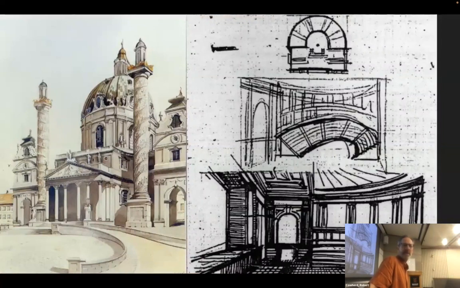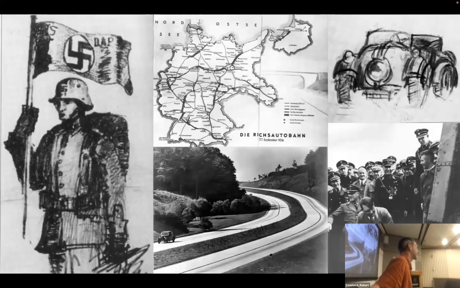And then a similar strategy was employed by this really mediocre art student in Germany who felt he was victimized. He felt a very severe sense of victimization. He applied to architecture school and was rejected. He was very bitter about that. He always wanted to be an architect. He was bitter about a lot of things. And so he kept designing as he became elected chancellor of the German parliament. He designed this flag. He designed these uniforms. He designed this freeway system. He designed this car called the Volkswagen, the car of the people.